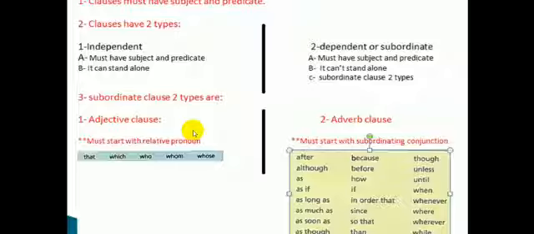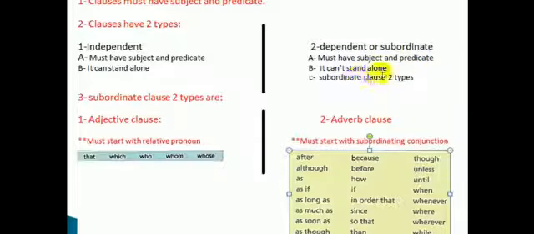Here we can see the difference between both of them. Clauses must have a subject and predicate, so all the clauses, dependent or independent, must have a subject and predicate. Clauses have two types: independent and dependent. Independent must have a subject and predicate or verb. Predicate means verb. Also, it can stand alone, as we know. Dependent or subordinate must have a subject and predicate as a clause.